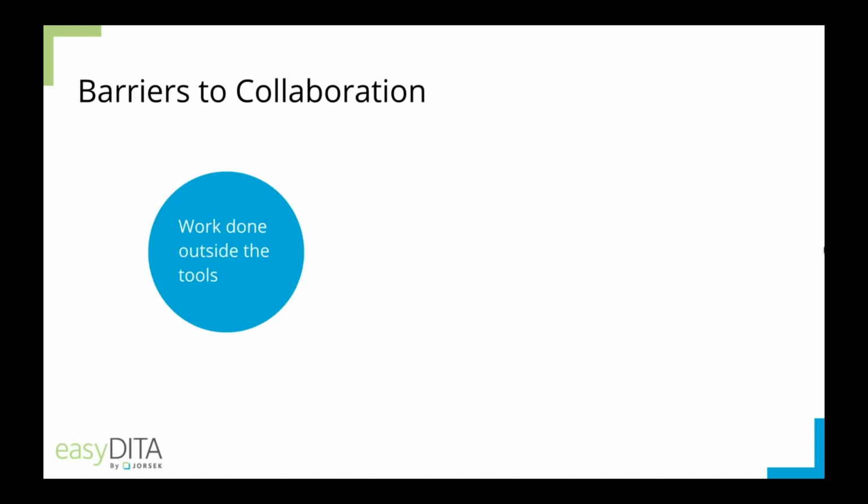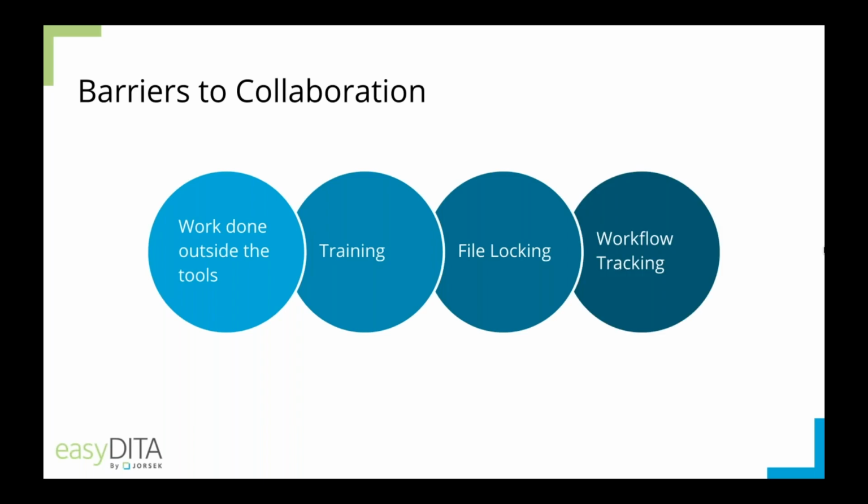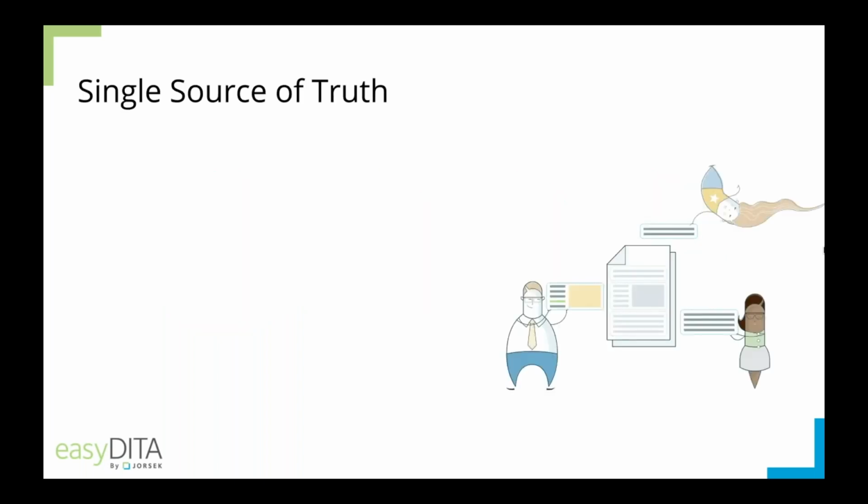There are a lot of barriers to collaboration that we see today. There's work that's done outside of the tools that are available. There's improper training that we've talked about. There's file locking, so only one person can be using a file at a time, or there's workflow tracking, or rather the lack thereof. These are some of the primary barriers that we see for collaboration.